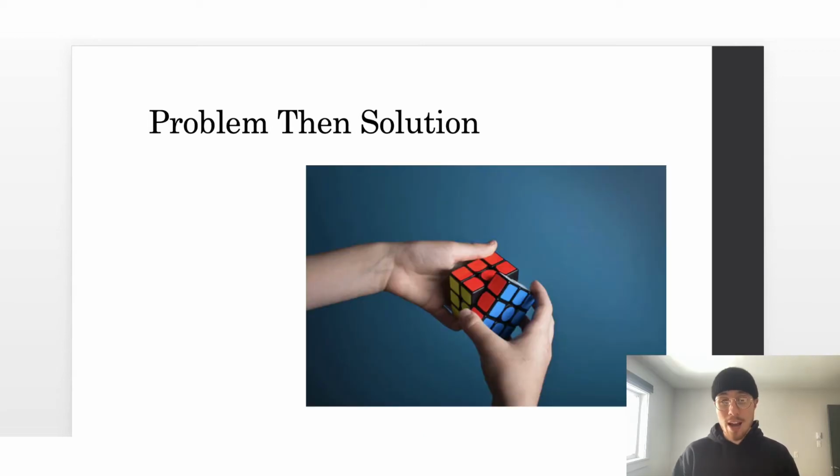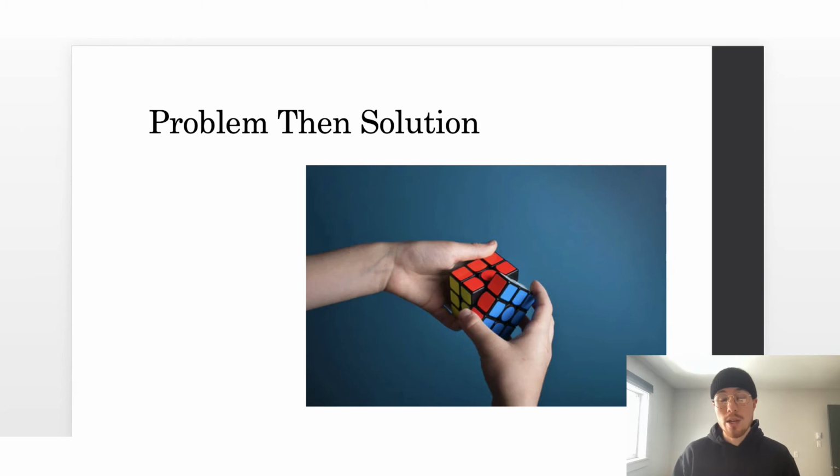The third tip we have here is problem, then solution. This has to do with the overall structure of your product descriptions. You don't want to come out of the gate right away and say how this product is going to benefit them if the customer doesn't have the problem. Because if you're not solving anything, then they're going to have no need to purchase your product. So a way to do this is to emphasize the problem.